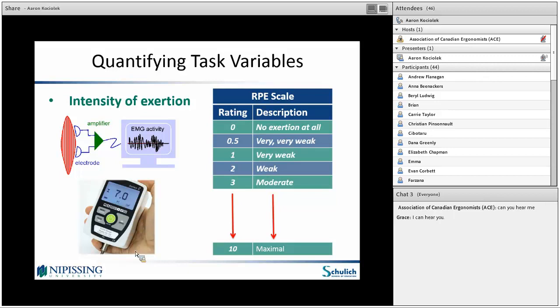As well, Moore and Garg suggested using just a ratings of perceived exertion scale. And I would imagine this is what happens most often. It would be a 10-point scale where you ask the worker how exertive or forceful a task is, and they would give you an indication on this scale, with 0 registering as no exertion at all, and 10 being that they're working near their max. So there are different ways you can get at this intensity of exertion. And although the RPE scale might be a little more prone to error in terms of relying on an answer from the worker themselves, it's been shown to be a reliable tool to use.